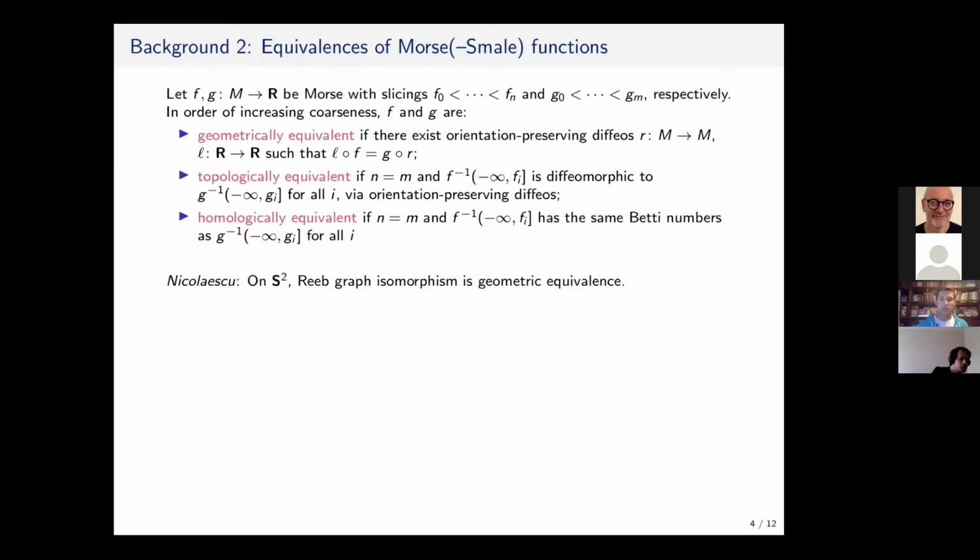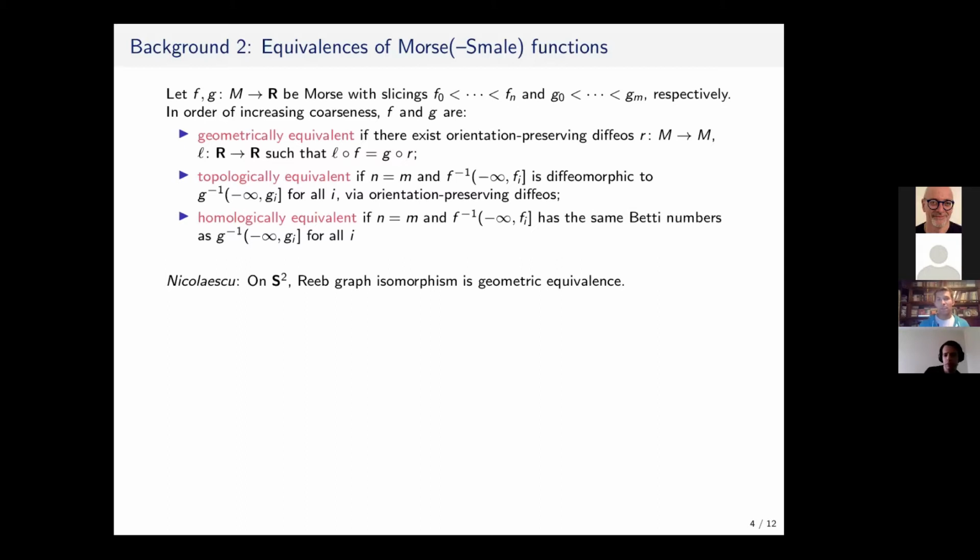So these are some of the more common equivalences of Morse functions. And these were studied by Niculescu. He has several papers for functions on the sphere. And there's specifically one where he shows that the Reeb graph of a Morse function contains exactly the same information as geometric equivalence, basically saying two Morse functions on the sphere are geometrically equivalent if and only if they have the same Reeb graph, which is good to know. So we know that that's where the information is contained.